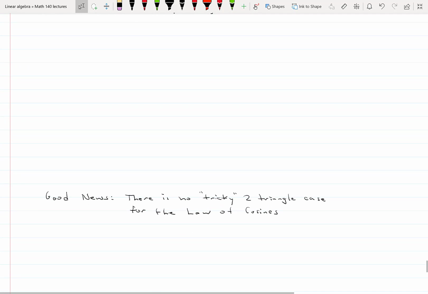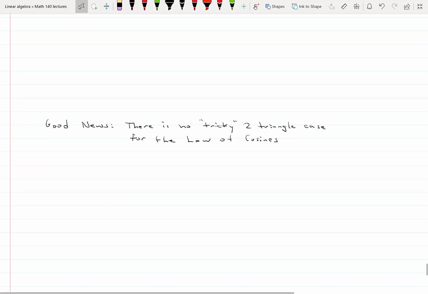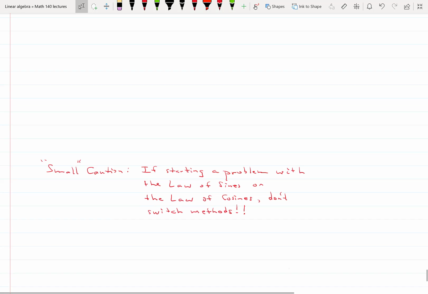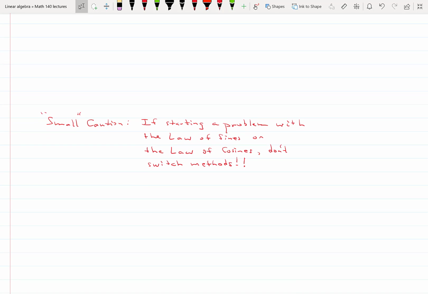Okay, so good news. Second bit of good news. There is no tricky two triangle case. I can't say that real quickly. There's no tricky two triangle case for the law of cosines. So when we have a solution for the law of cosines, there will only be one. There will only be one. There's only one little cautionary note. It might seem a little strange, but it's not complicated.